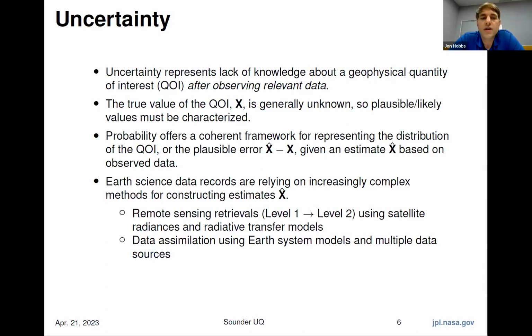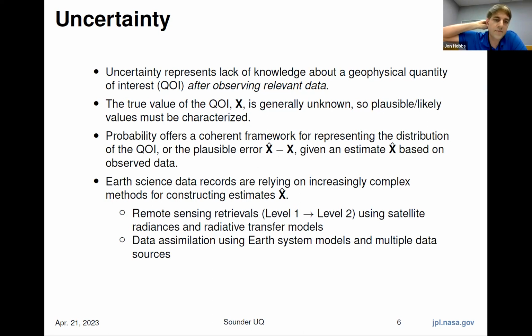So notationally, we're going to call that quantity of interest X. And probability offers a coherent framework for representing the distribution. And we might want to characterize that in different ways. Our level 2 pipeline is certainly going to produce some sort of estimate of that quantity, and we'll call that X hat. So we may want to characterize the distribution of the error of that estimate.